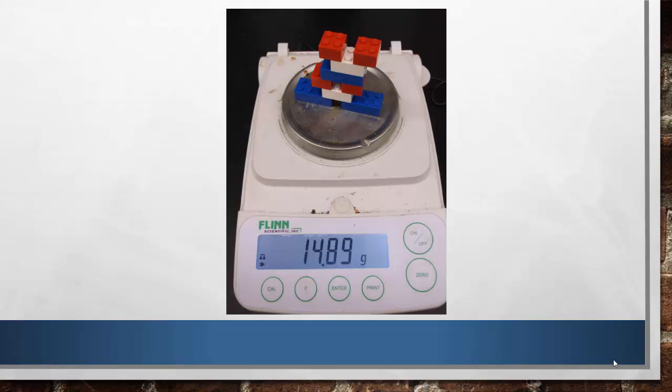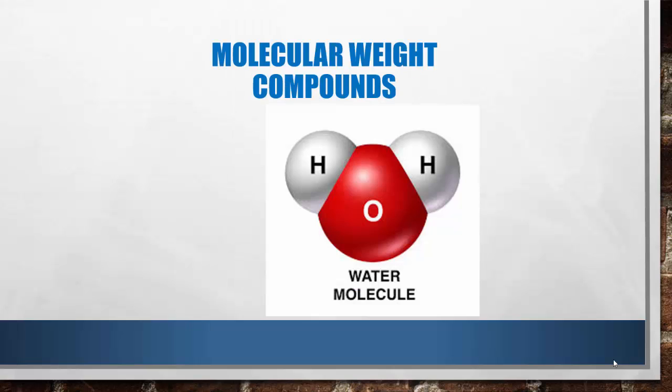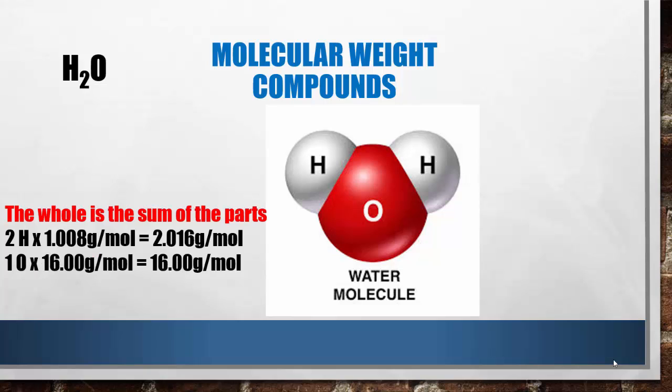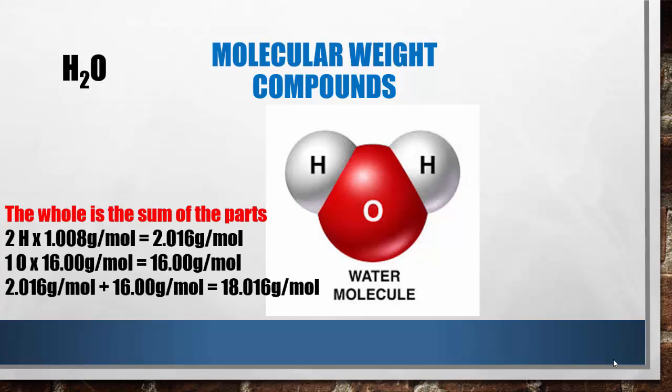So if you can do this with Legos, you can do this with molecules. It's all based on the molecular formula. Example, water. It has a formula of H2O. How much does it weigh? Well, we have 2 hydrogens here and 1 oxygen. The whole is the sum of the parts. So we take the 2 hydrogens, multiply it by its molar mass to get this value, use the molar mass of oxygen to get 16.00 grams per mole, add the 2 of them up, and you get 18.016 grams per mole. But using correct significant figures, I would say that the molecular weight of water is 18.02 grams per mole.